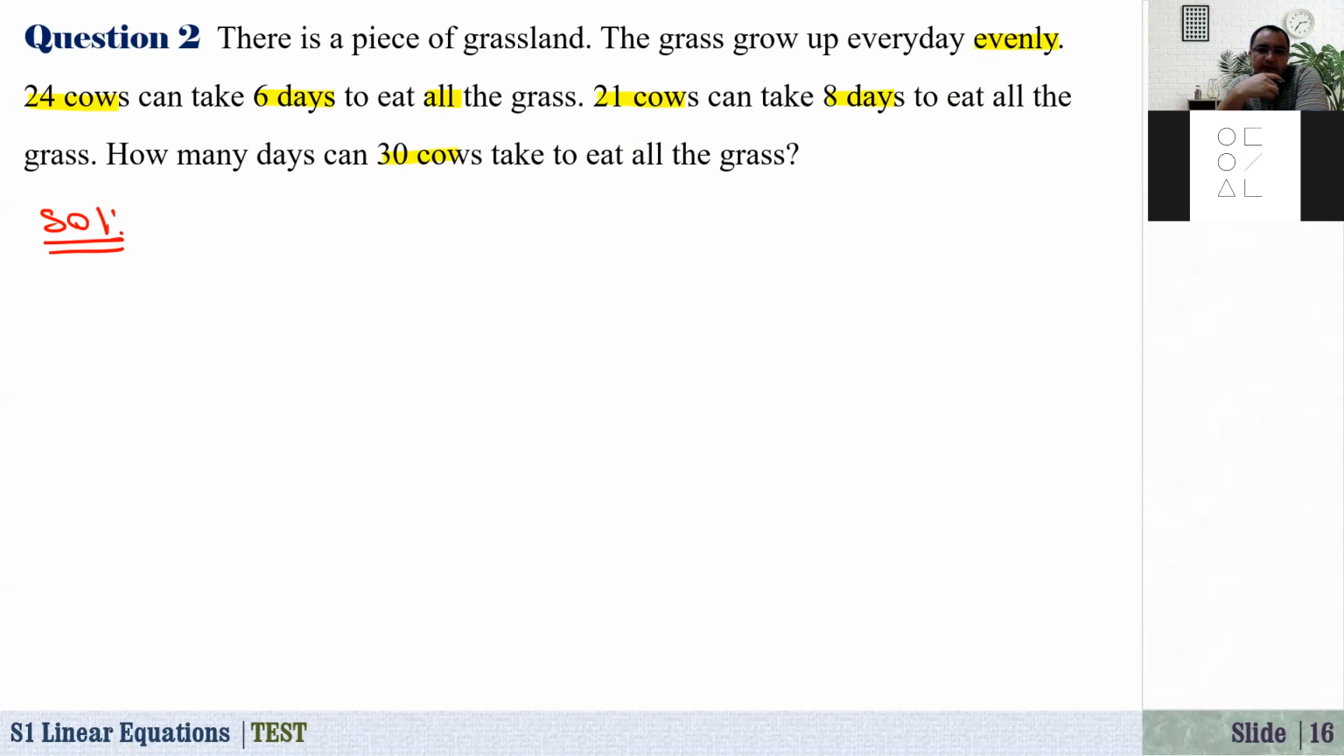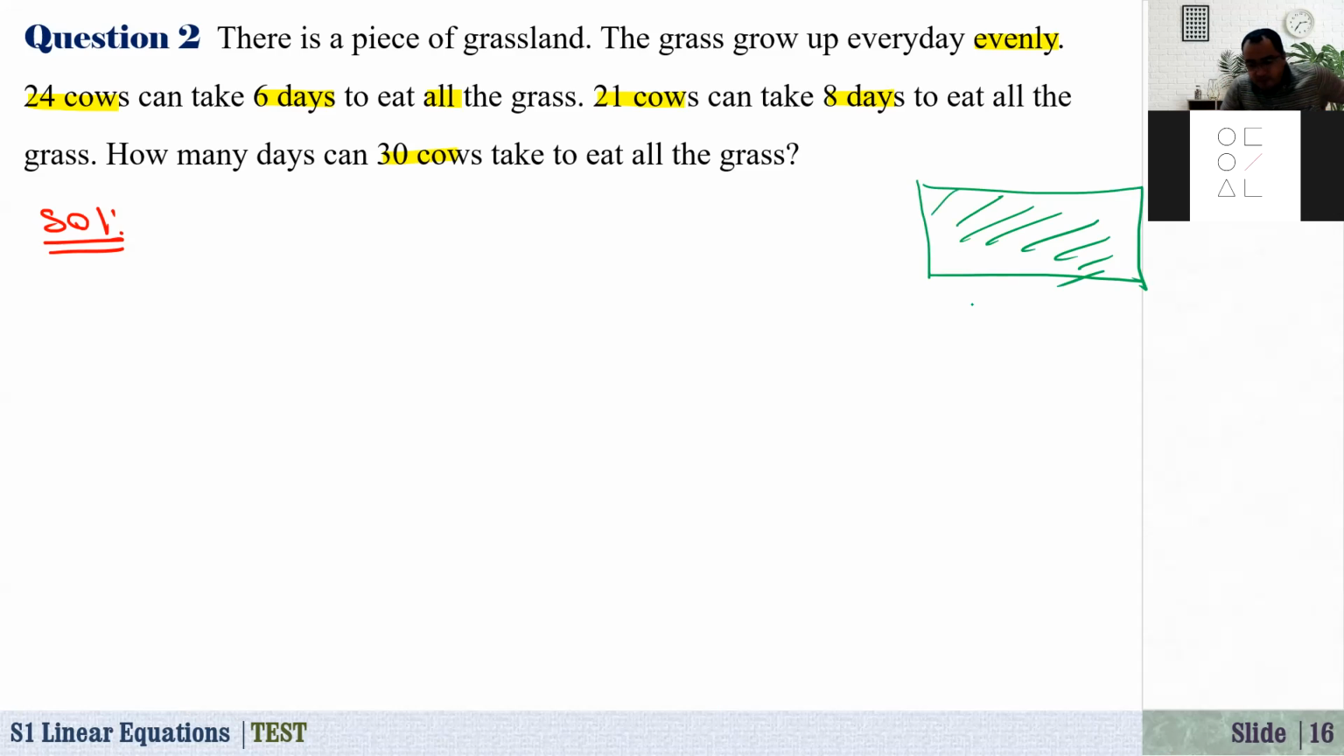There's a piece of grassland. Let's say it's kind of a rectangle. Actually, it doesn't have to be rectangular. This is where the cows eat, right? Grassland. The grass grows every day evenly. 24 cows can take 6 days to eat all the grass, and 21 cows can take 8 days. How many days can 30 cows take to eat all the grass?